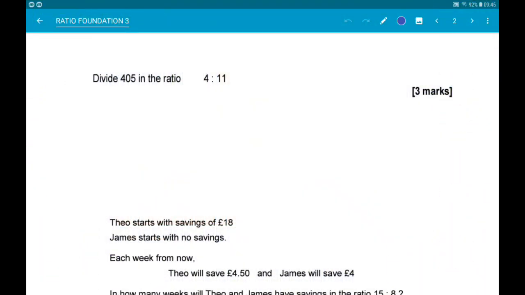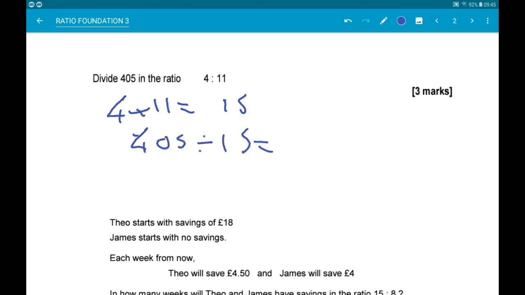Okay, first up, divide 405 in the ratio 4 to 11. First up, add the parts of the ratio. So 4 add 11 is 15. We then need to know how many lots of 15 are in 405. So 405 divided by 15 is 27.